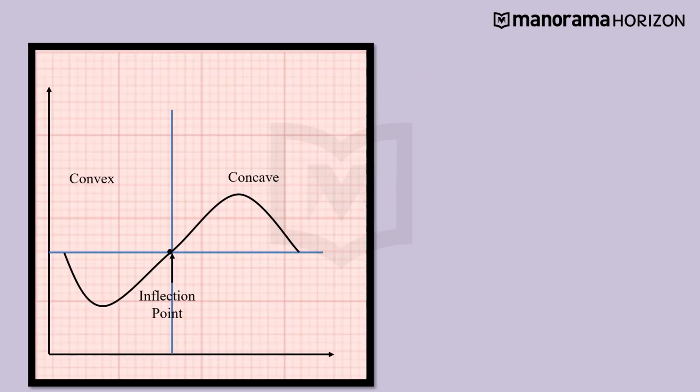This is an example. As you can see, a point is marked which is called the inflection point. What is an inflection point? It is a point on the curve where the curvature changes.